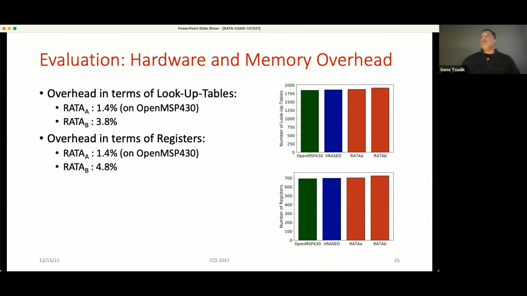So RATA is actually not that important here, but if we focus on RATA-B, the overhead in terms of registers is under 5%, and the lookup tables under 4%.